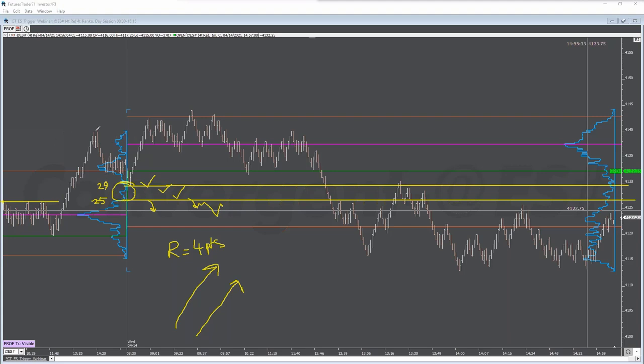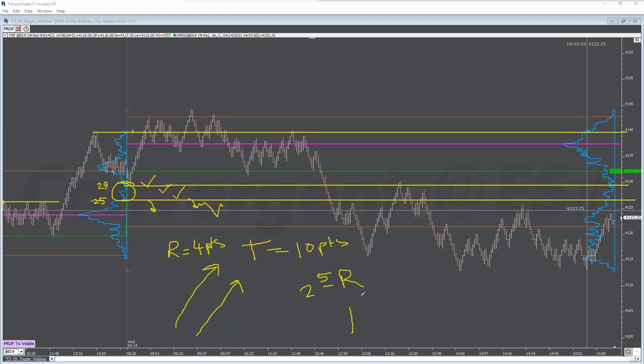What is my target? My target is the weak double top from yesterday. That's the big target. So I'm looking at 29, right? Up to 41 or so. Yesterday's high. What was yesterday's high? Was it 30? I believe it was 41. Call it 40, 39.75, I guess. That's the target. So now I have a target of, let's call it 10 points, 39. Okay. So this is a 2.5 R trade.